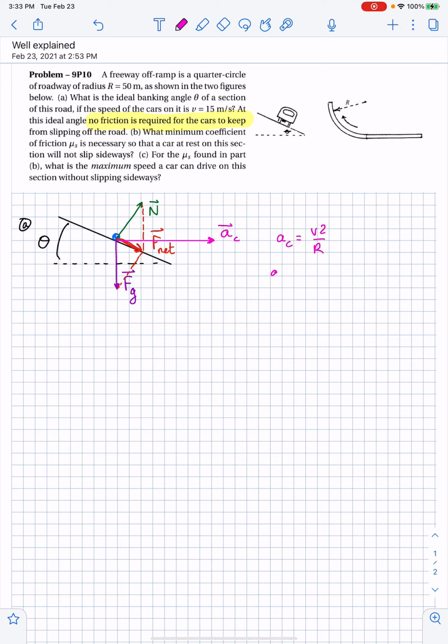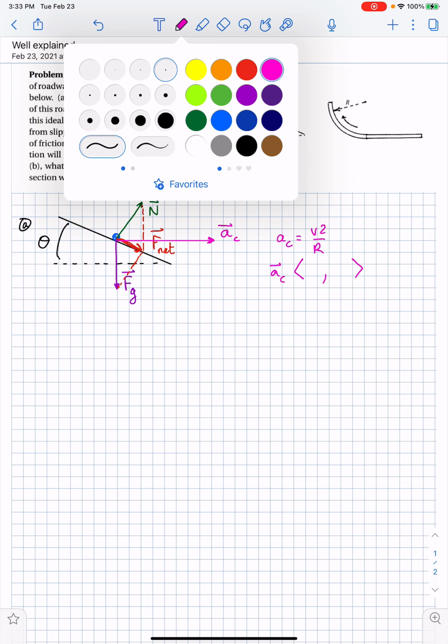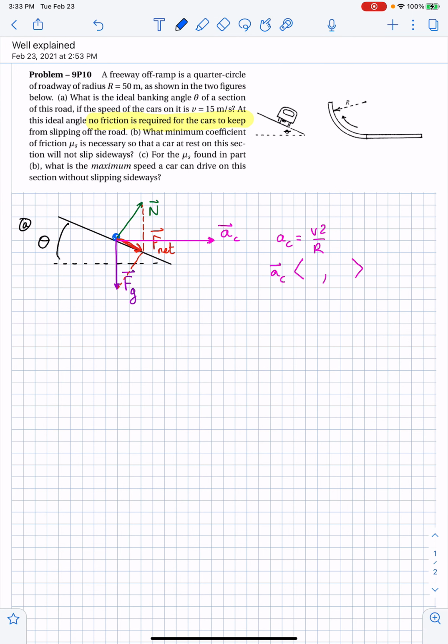So if I want to write it as a vector, if I want to write the components of that vector, I need to define an x direction and a y direction. So for this here, I'm going to choose to have my x direction to be horizontal and my y direction to be vertical. Therefore, my vector AC is going to be V square over R and 0. Okay, so let's write the other vectors. So we're going to have the vector FG right here.